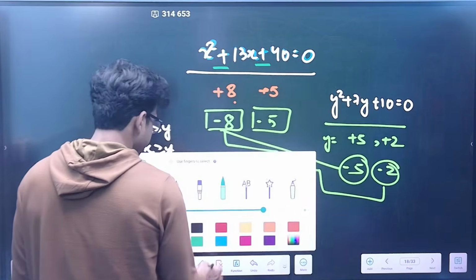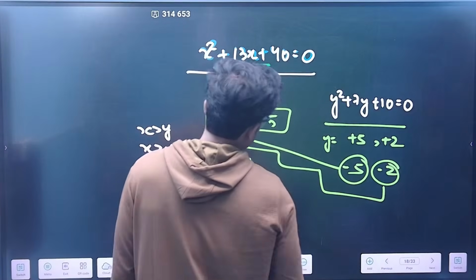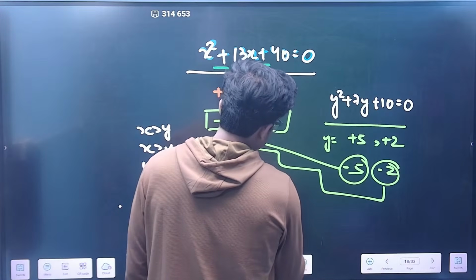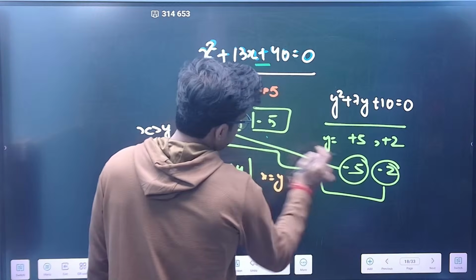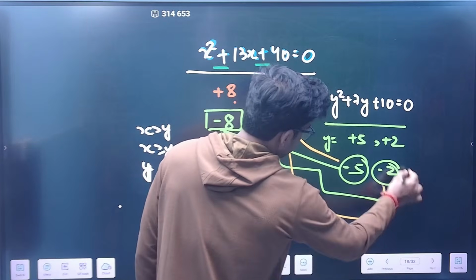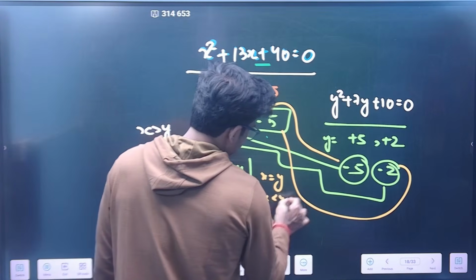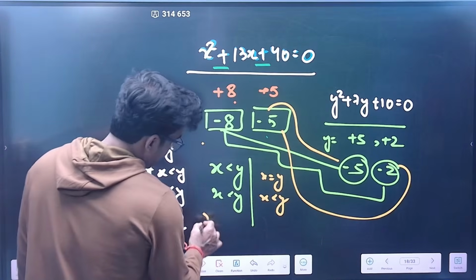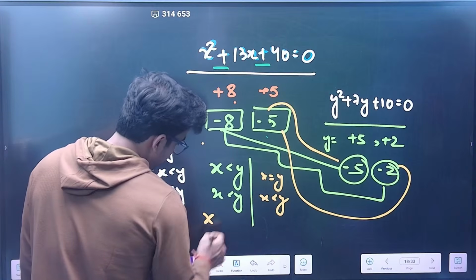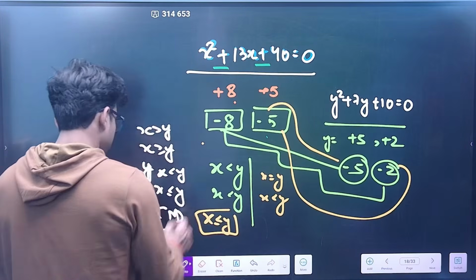Just come here. Put this minus 5 and minus 5, so x is equal to y. Minus 5 and minus 2, put this out, compare, put this out, then compare. Again you will say that x is less than y. So x is less than or equal to y would be my option number D.